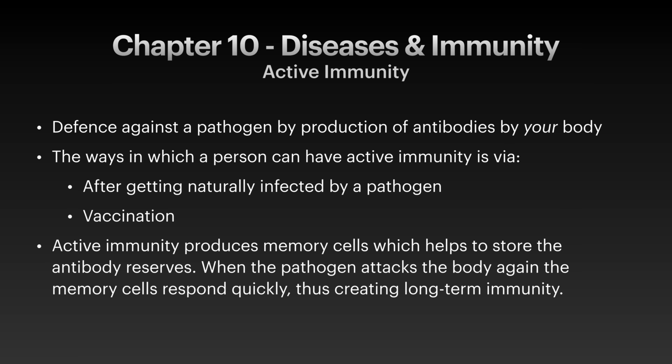If the same pathogen enters the body again, the memory cells recognize the antigens immediately, producing antibodies much faster than the first time. The pathogen is then destroyed before you become ill, and that is why you usually only get diseases like chickenpox once.